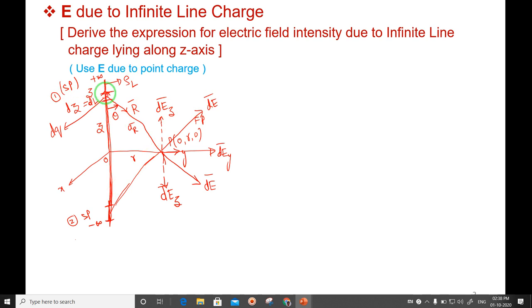First, due to the differential length of the line charge 1, we will see what the differential electric field is. We can look at this differential length of the line charge as a point charge, right? So I will write down the formula. The differential electric field intensity at point P due to this differential length of charge 1 is given by dE equals dq by 4 pi epsilon naught r square into ar. Here dq means the small amount of charge present in this small differential length, and r is the distance between source point and field point. Call this equation 1.